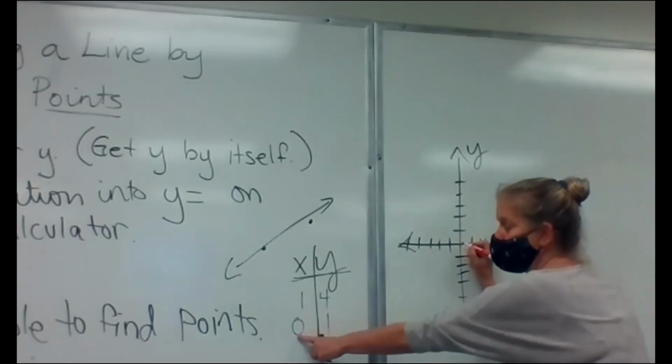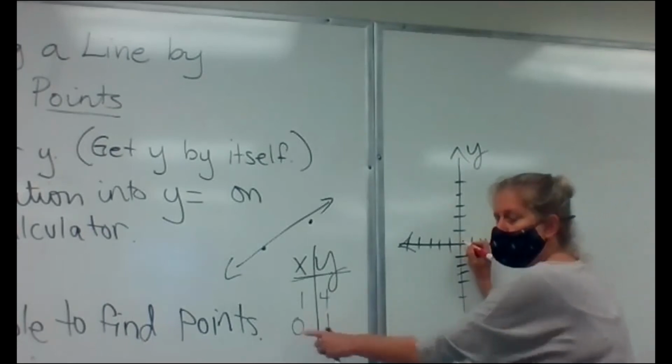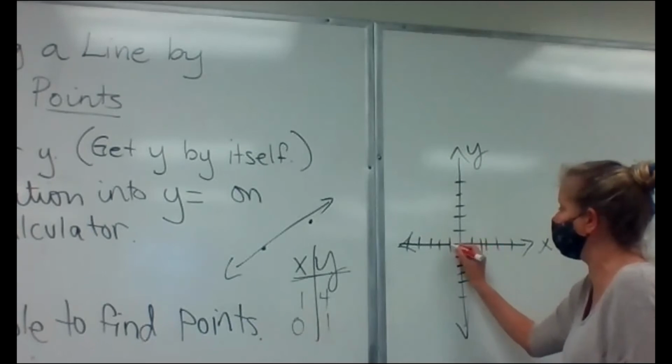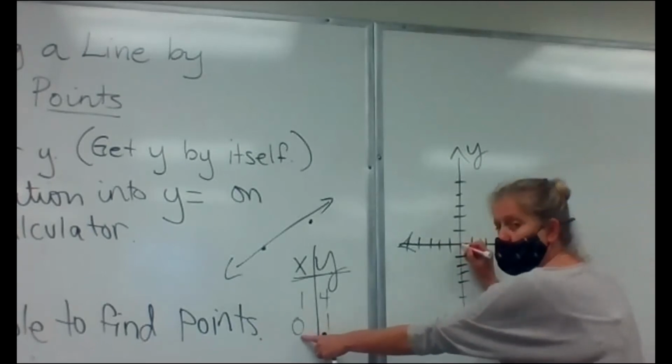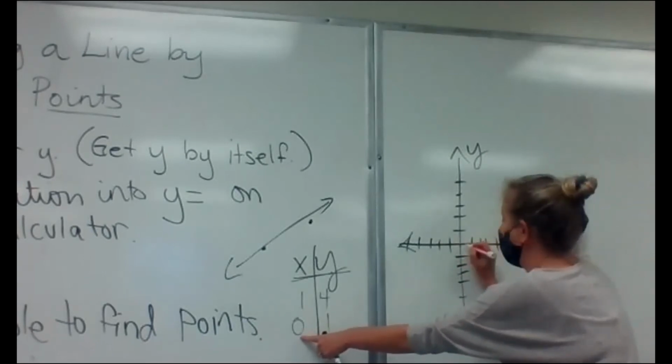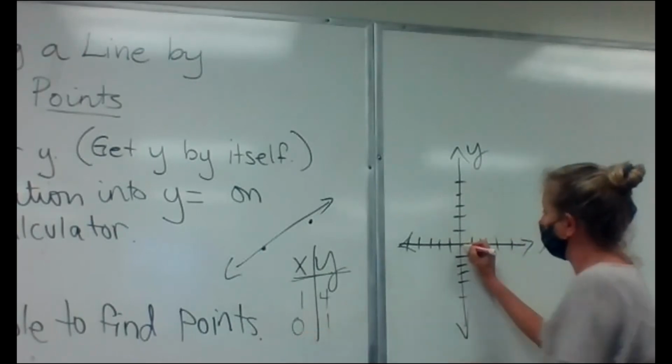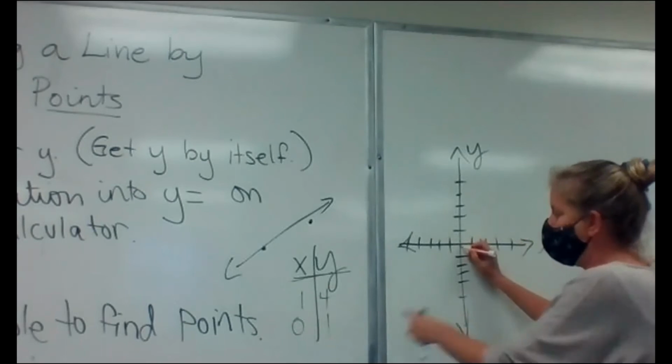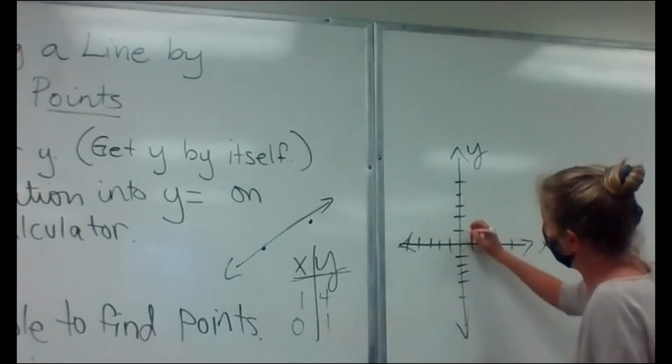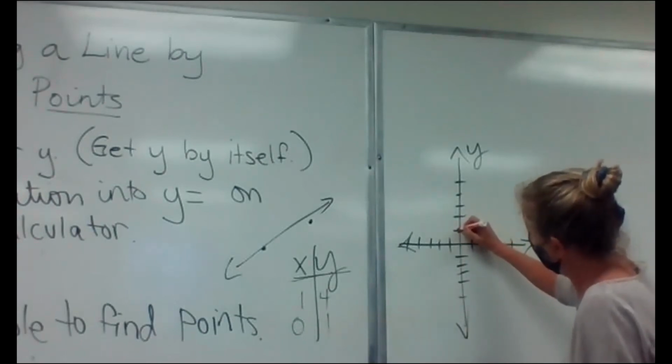Remember, the first coordinate is your x coordinate, and it tells you how far to go, left or right. Since my x is 0 on this point, I don't go left or right at all. My y coordinate is positive 1. Y's tell you to go up or down. Since it's positive 1, I'm going to go up 1.